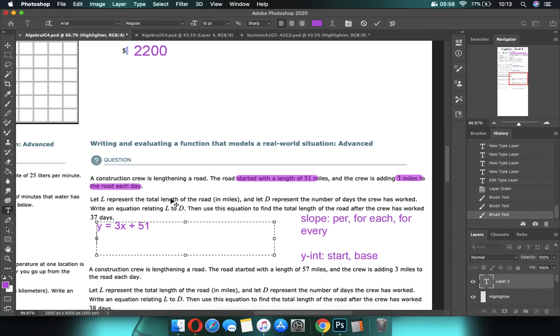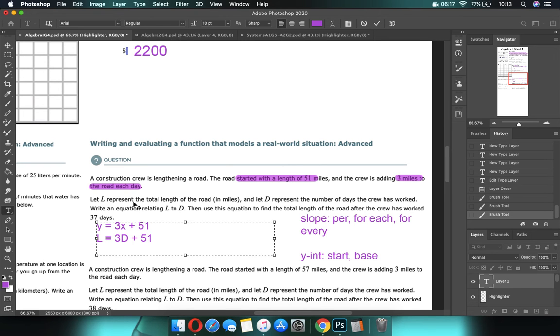The L is the total length of the road. That's the dependent variable. You learned that in chapter 3. So that means L is always going to be our y. The first letter they give you is always going to be the y. So instead of 3x, it's 3d plus 51, excuse me.